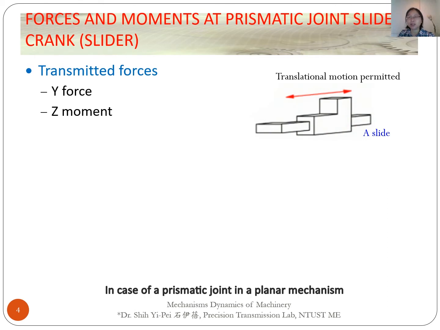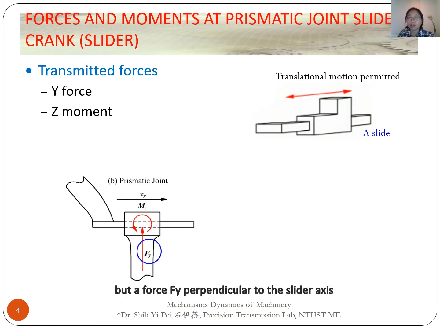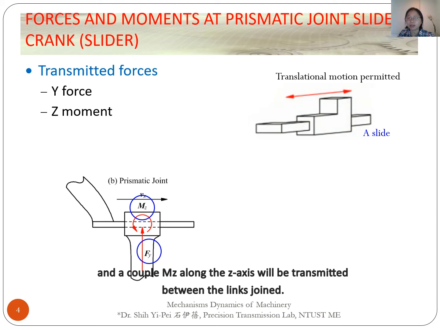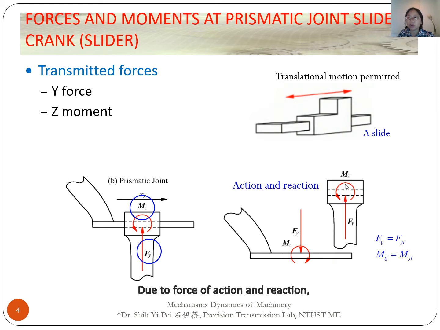In case of a prismatic joint in a pendulum mechanism, there will be no reaction force component along the axis of the slide, but a force Fy perpendicular to the slide axis, and the couple ND along the lead axis will be transmitted between the linked joint. Due to action and reaction, the forces and the couples between 2 links should be the same.